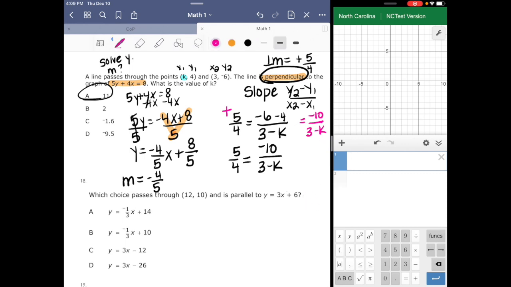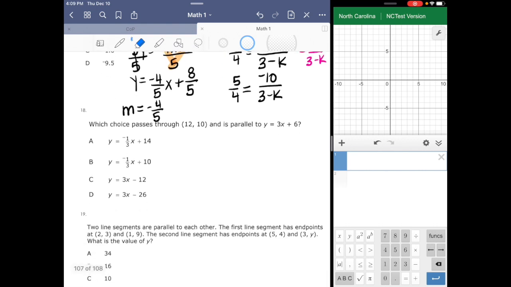Now let's say I tried one of the other answer options. So let's say I tried 2. If I plug in 2 here, that's going to be negative 10. 3 minus 2 is going to be 1. Well, that's going to simplify to negative 10. That doesn't work. So if you can at least set it up, then you can easily plug in your answer options and try those out.